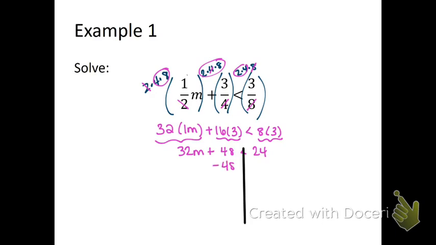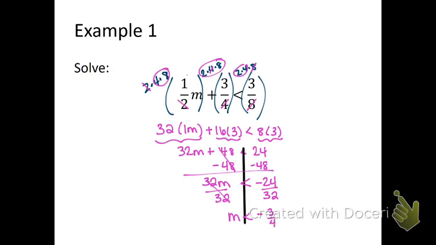Alright, so now let's solve the inequality. So I'm going to subtract the 48. So I get 32m. 48 minus 48 cancels. My inequality does not change. And I get a negative 24. Then divide by the 32. And so we get m. My inequality does not switch because I divided, but it was not negative. And so I end up with a negative 24 over 32 reduces to 3 over 4.